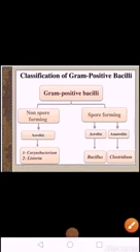Let's talk about classification of gram-positive rods. How to remember this classification? I think the easiest way is to first know which are spore-forming bacteria. So there are two genera, Bacillus and Clostridium. I'll give you an example of Bacillus: Bacillus anthracis, which produces anthrax, and we'll talk about Clostridium species in detail later on.